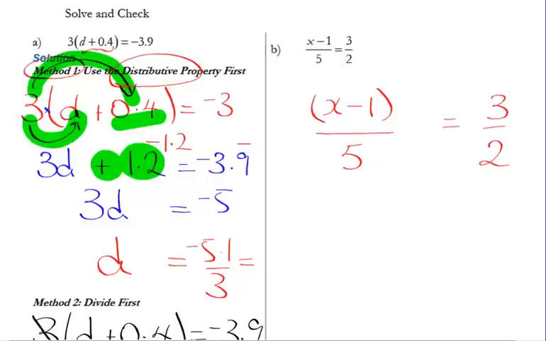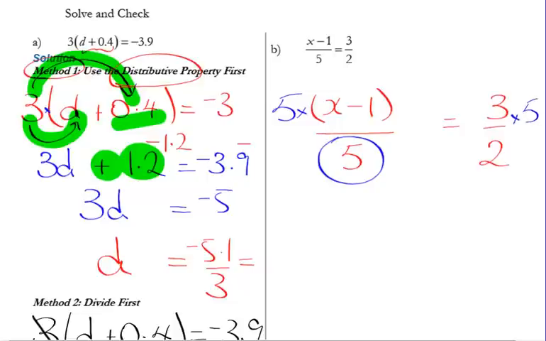Now, I'm only going to use one method here. I'm not going to expand it out. It's going to be easier if we start dealing with the dividing by 5 first. So dividing by 5, we can multiply by 5, can't we? And same thing on the right-hand side, we're going to multiply by 5.